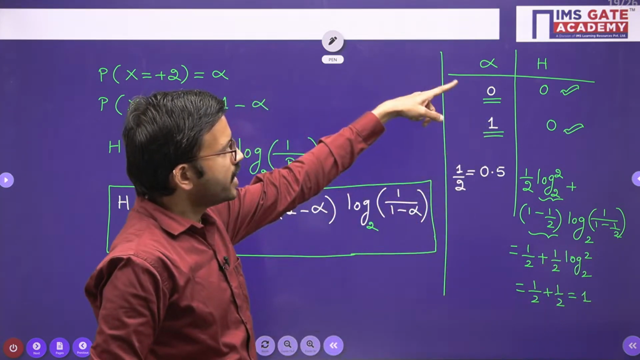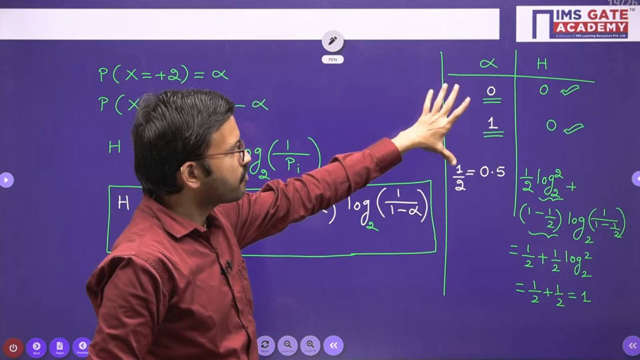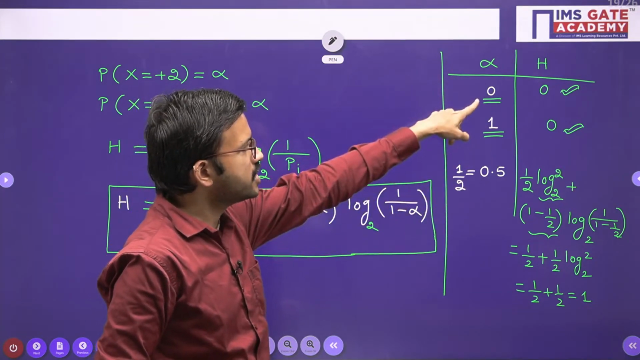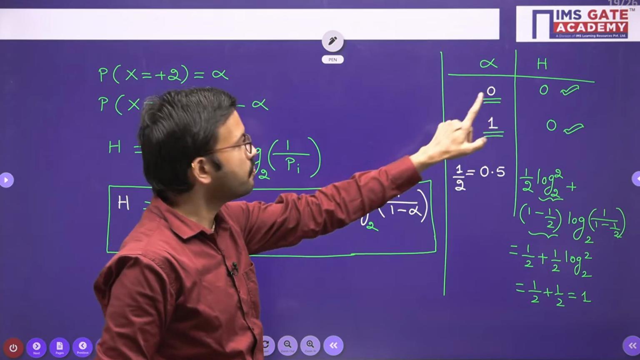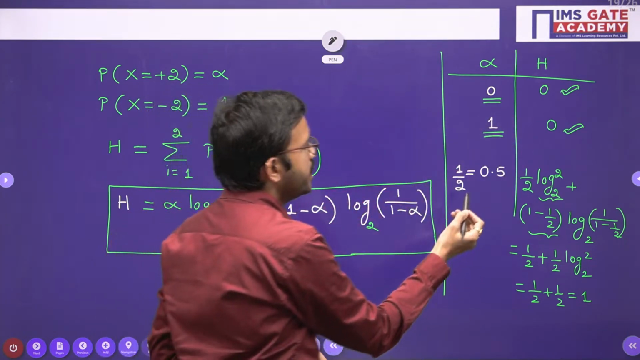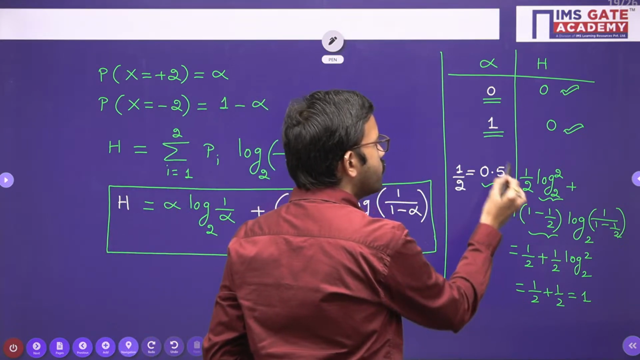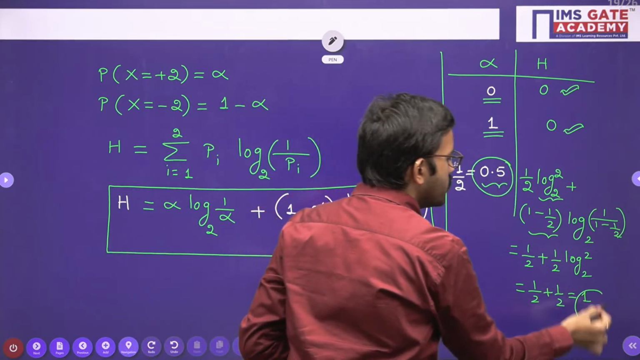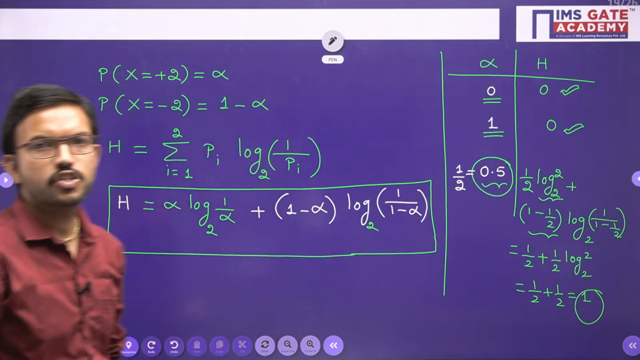So when you are varying alpha value from 0 to 1, in between you will get 0.5. Initially at 0 you are getting entropy 0. When you have considered alpha value 1, that time also 0. Okay. And here alpha value 0.5 when you have considered, that time you are going to get the maximum value of entropy, that is 1.